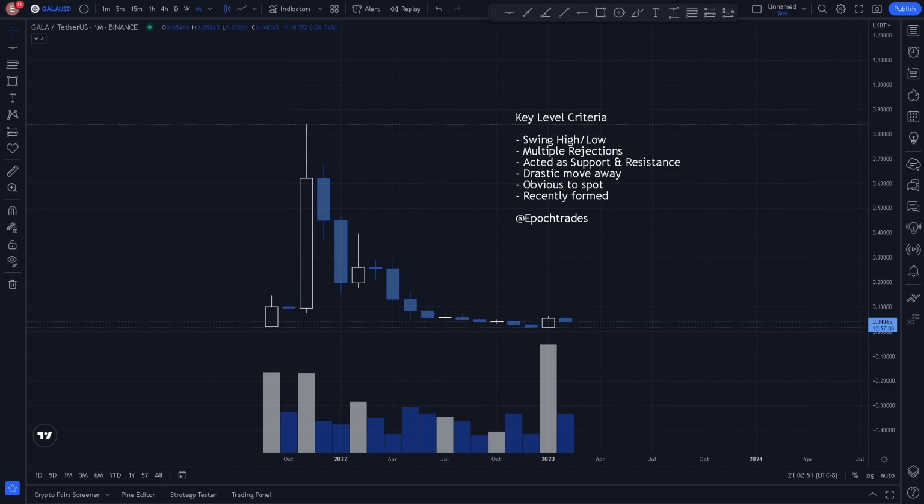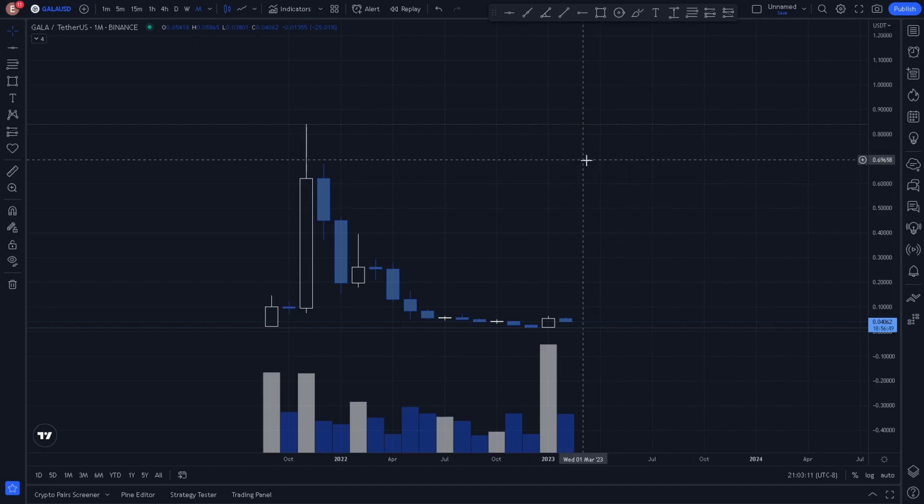Today we're going to be covering key levels on the monthly and weekly time frame for Gala. So, as always, our key level criteria: we look for swing highs and swing lows, multiple rejections acting as support and resistance, drastic moves away, obvious to spot, and recently formed. So, let's go ahead and hop right in.